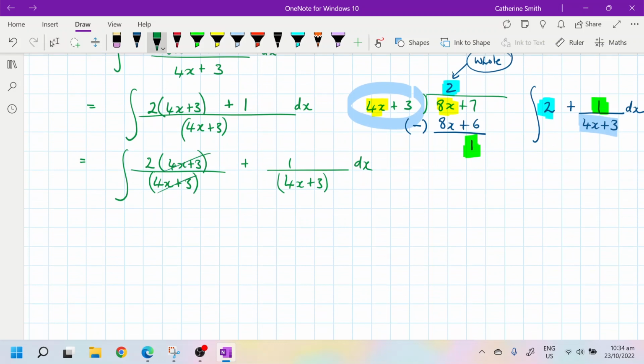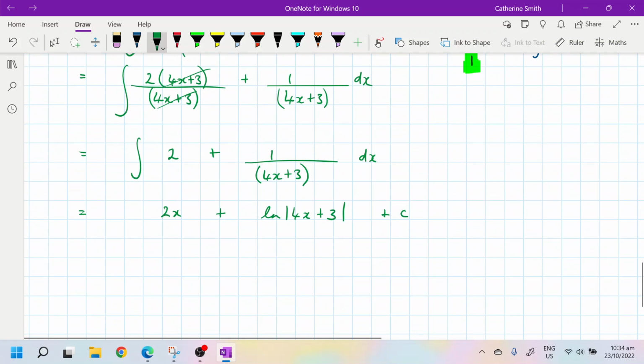Well, these are going to cancel out, and therefore we'll be integrating 2. I'll do one more line for you. Answer is 2x plus log of 4x plus 3. Now, just make sure that you're going to differentiate back to check.